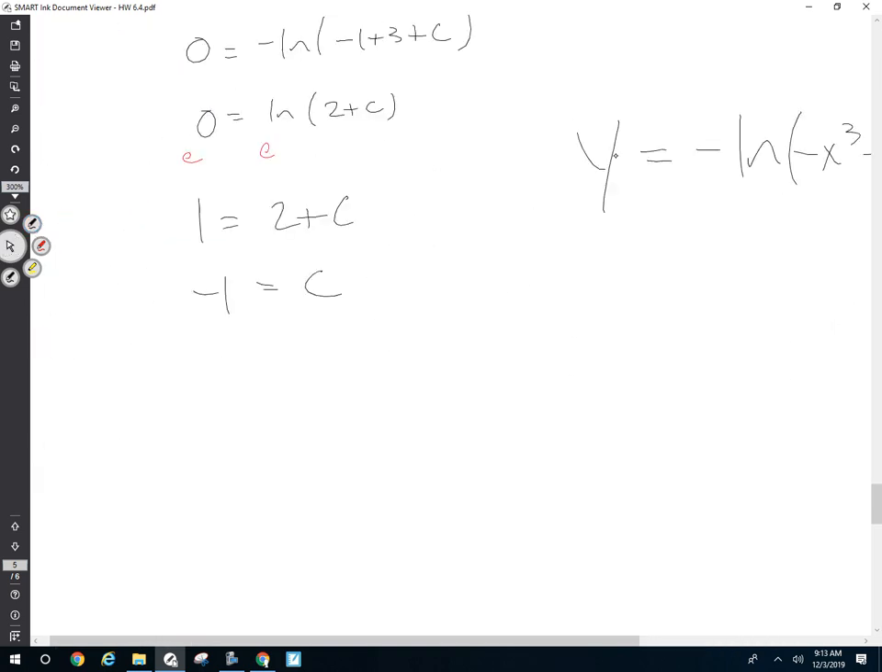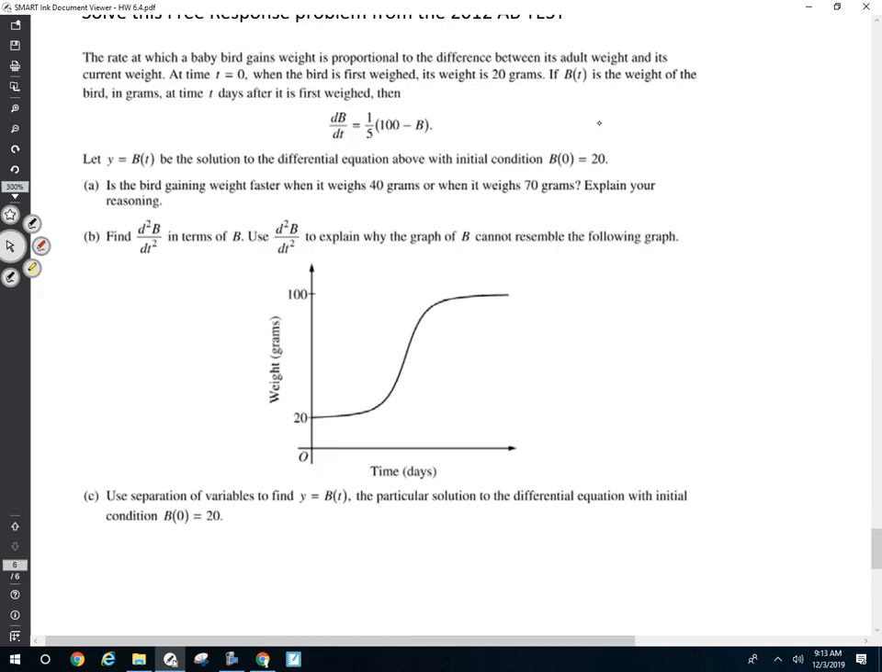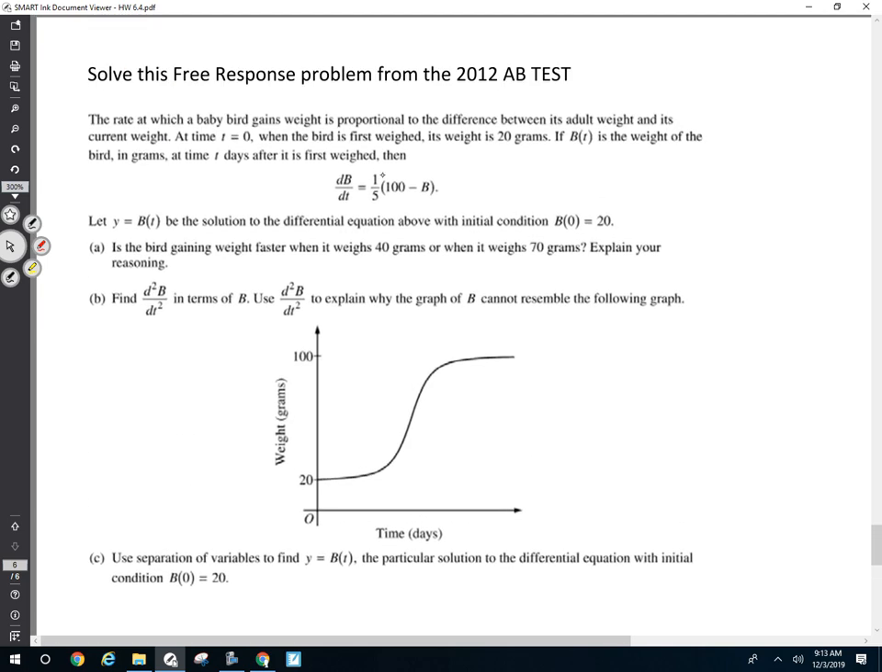All right. This is from the 2012 test. This is our last problem. I like this problem because it's got different things. It's got b's and t's rather than y's and x's. We may see something like this on our test. We cannot be afraid, okay? Let's go straight to part C.